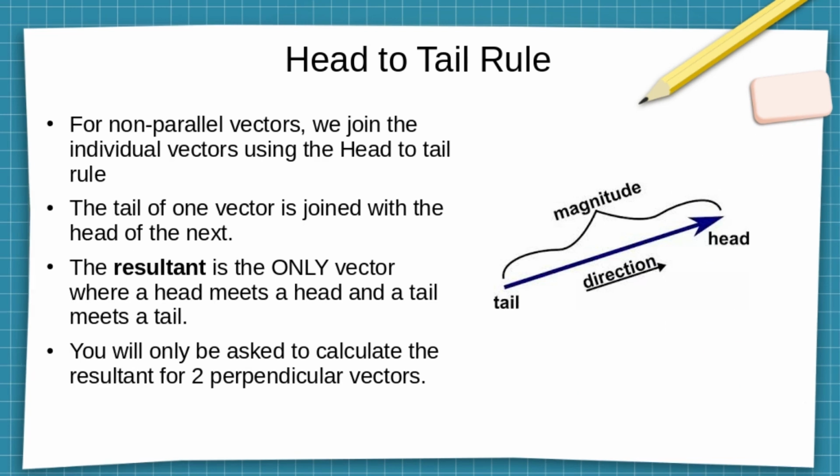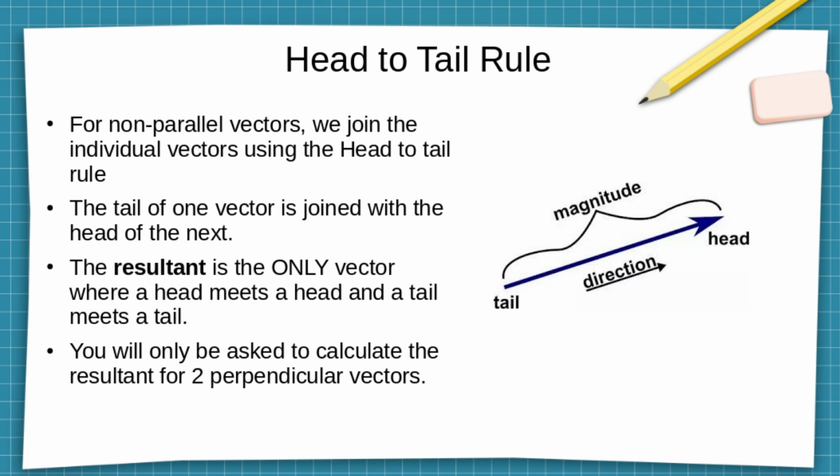Now, the vectors given to you will not always be conveniently parallel to each other and easy to solve. They can be at any angle to each other. For this syllabus, you would only have perpendicular vectors, so you can use your basic trigonometry for them. The rule you would use for these is the head to tail rule.